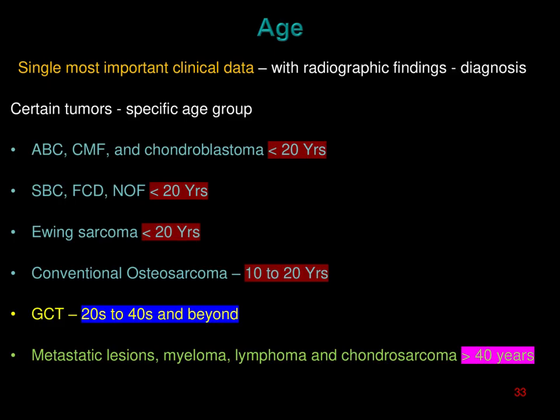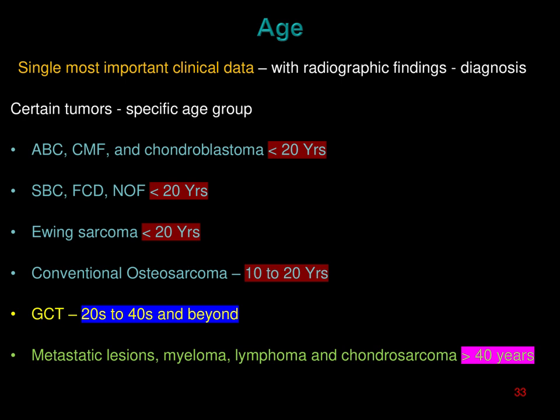Age is perhaps one of the most important clinical data in the evaluation of any bone tumor, and along with the radiographic findings, in a lot of cases you can almost reach a diagnosis. Why? That is because a lot of these tumors come in specific age groups. You see, aneurysmal bone cyst, chondromyxoid fibroma, and chondroblastoma are typically seen in those below 20 years of age. Similarly, simple bone cyst, fibrous cortical defect, and non-ossifying fibroma are also diseases seen in the first 2 decades of life. Also, Ewing sarcoma and conventional osteosarcoma, these are two major primary bone cancers. They are also seen in the first 2 decades of life.